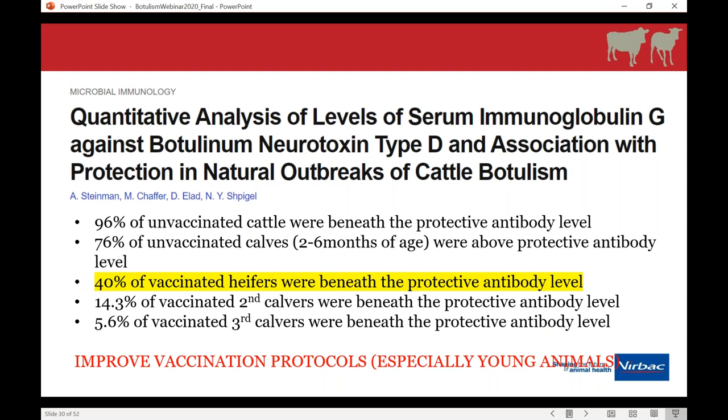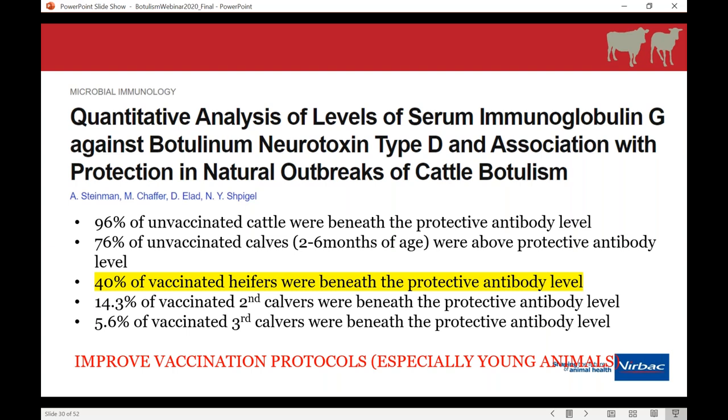Interestingly, and we talked about this, 76% of calves that were between 2 to 6 months of age hadn't had a vaccine yet, but they were protective. So that's because their mothers had given them protective antibodies. Unfortunately, not all calves, but still a pretty high number.